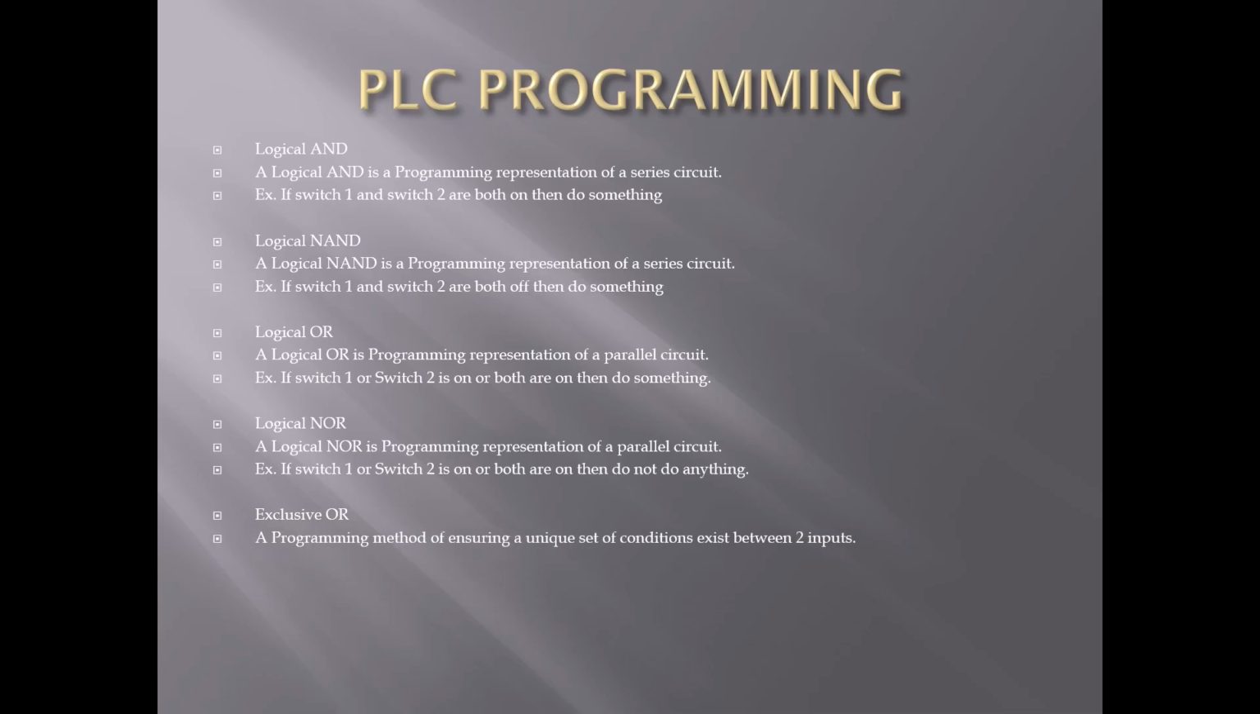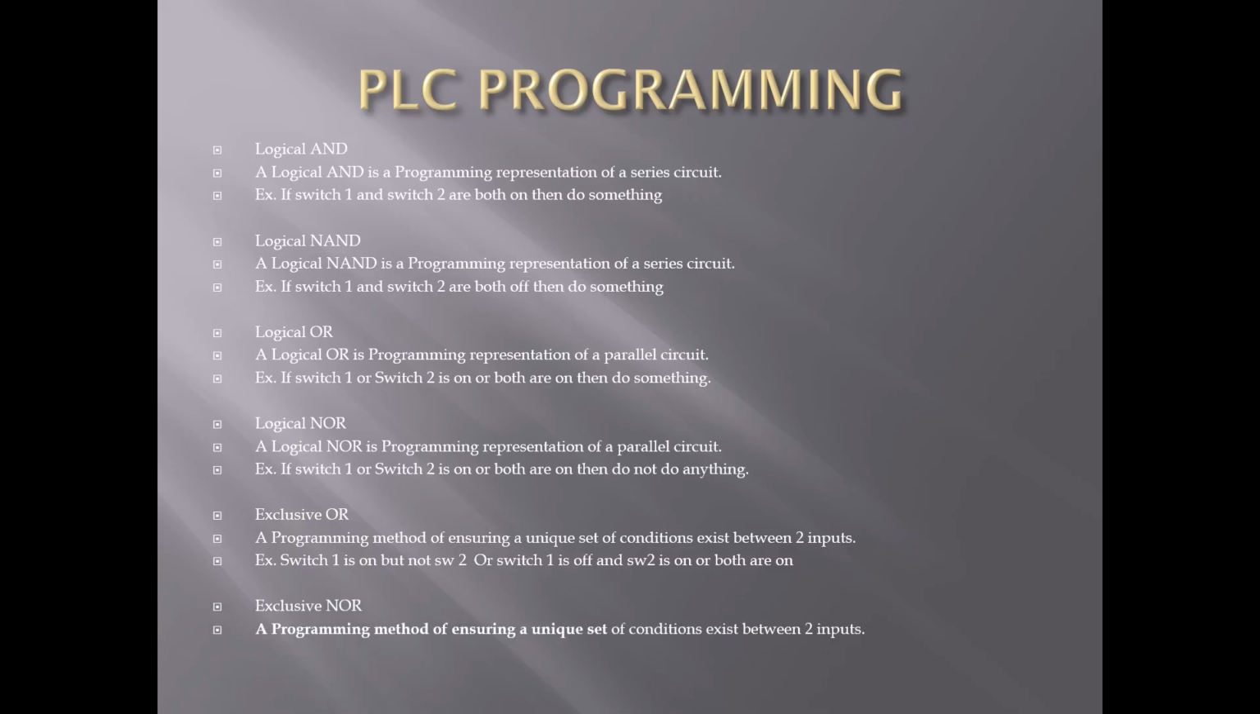Exclusive OR. A programming method of ensuring a unique set of conditions exists between two inputs. Example, switch 1 is on, but not switch 2, or switch 1 is off and switch 2 is on, or both are on. Exclusive NOR, programming method of ensuring a unique set of conditions exists between two inputs. Example, switch 1 is on, switch 2 is on, or switch 1 is off and switch 2 is off.